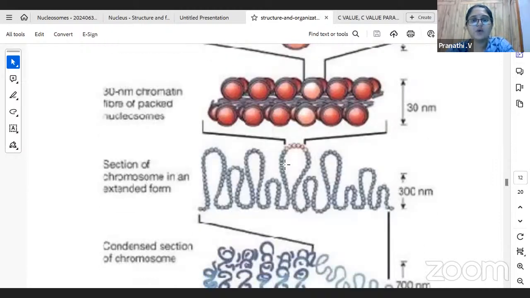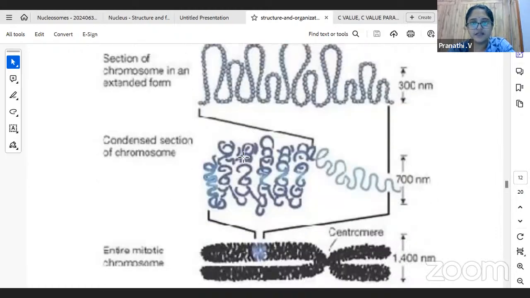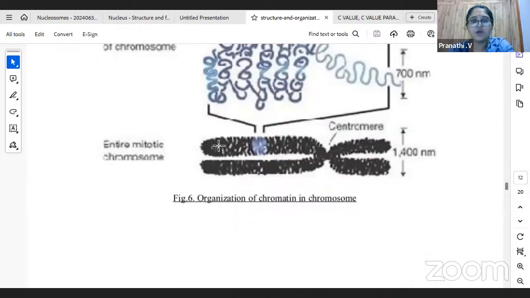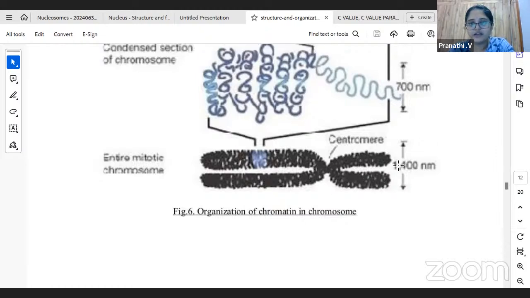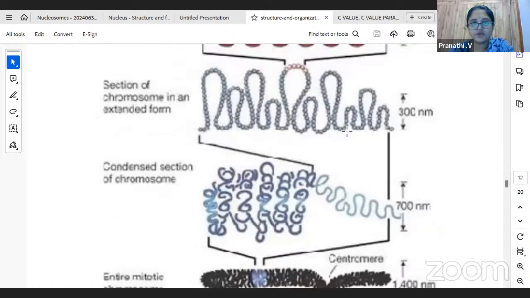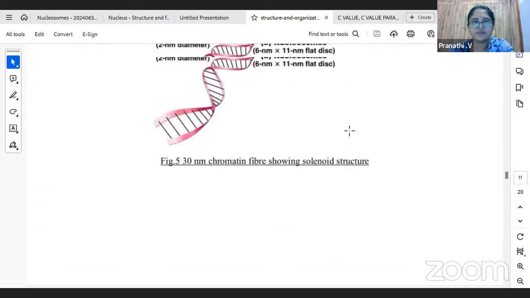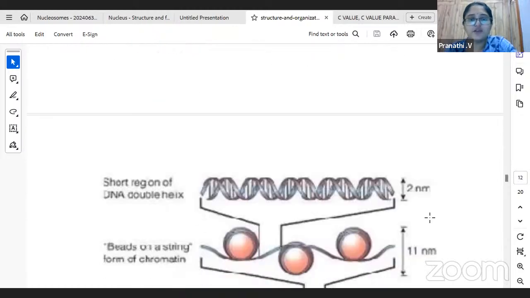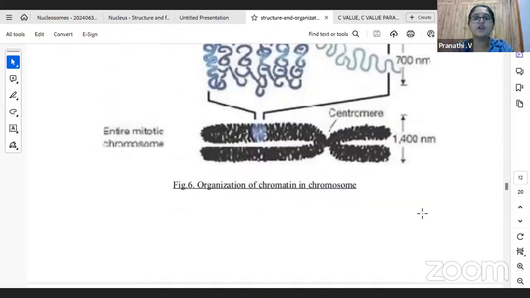And this is how you're going to get it in the chromosome in an extended form. And when it is condensed, it is going to be in this form, 700 nanometers. And the entire mitotic chromosome is going to be in this manner, completely condensed, 1400 nanometers. When you actually see how it is going to be, this is how it is going to be. So it is an interesting way of how the DNA is packaged, and all of it is present inside the cell, inside the nucleus.